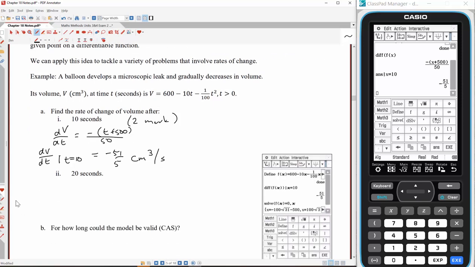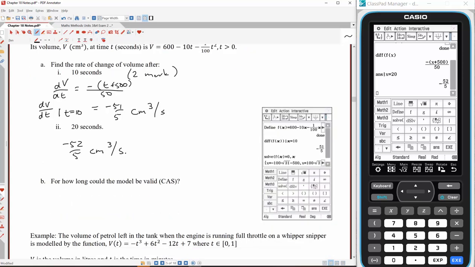This is the same thing here. So what we're going to do with this one is sub in 20 to that function. And what we've got here is negative 52 on 5 centimeters cubed per second. So note that with this question, we're just assuming that this is a 1-mark problem. And what we'll do is not show all our working out here. We can just go straight to the answer.